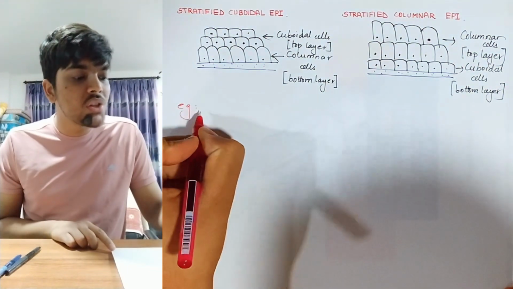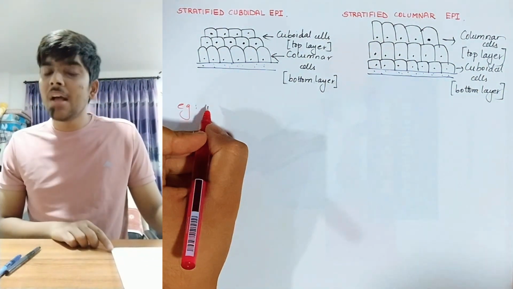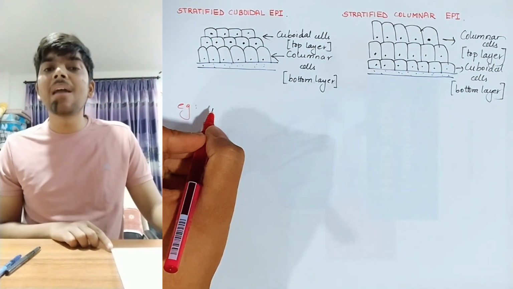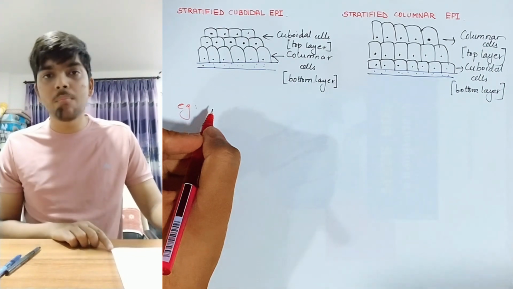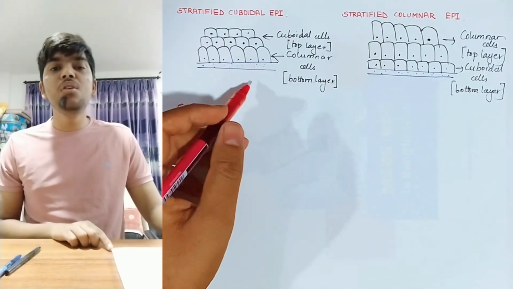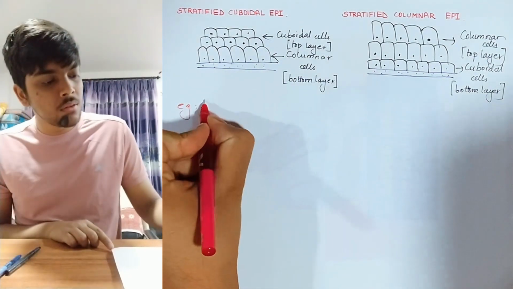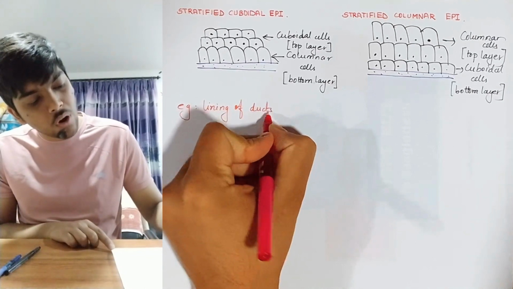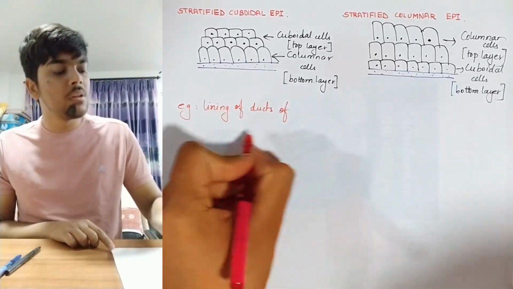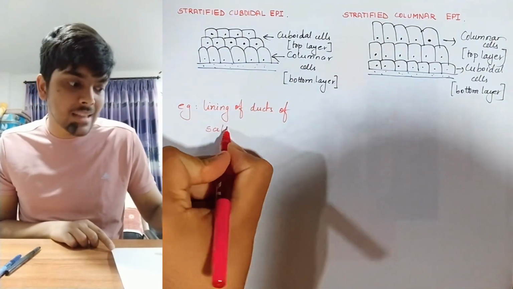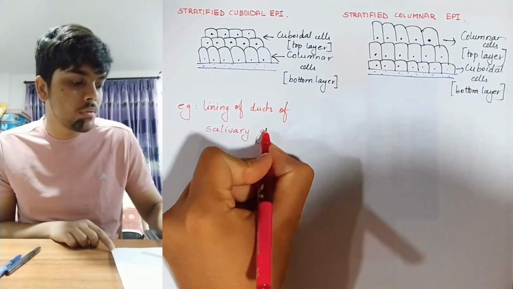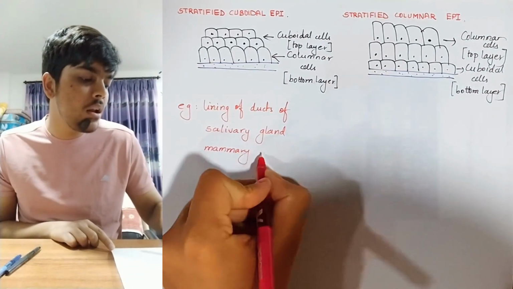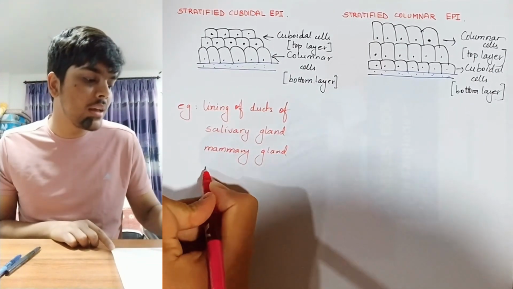So let's look at the locations of stratified cuboidal epithelium. In simple cuboidal epithelium, I said that those kind of tissues are found in ducts and they provide support. Similarly, stratified cuboidal epithelium as well form the lining of ducts and provide support to those ducts. Lining of ducts of glands such as salivary glands, your mammary gland, and your pancreatic gland.